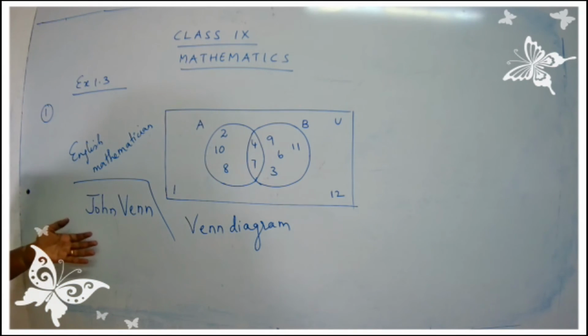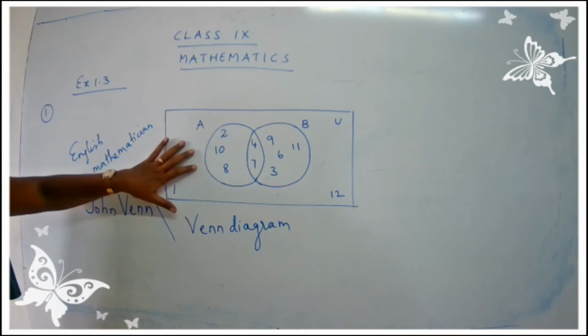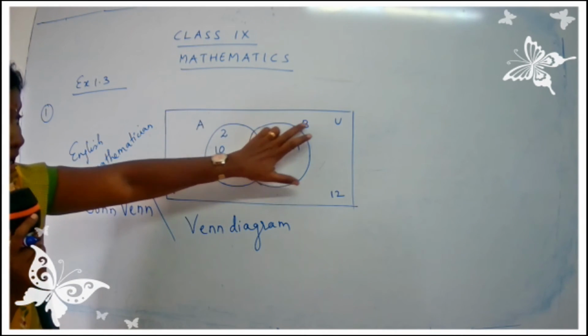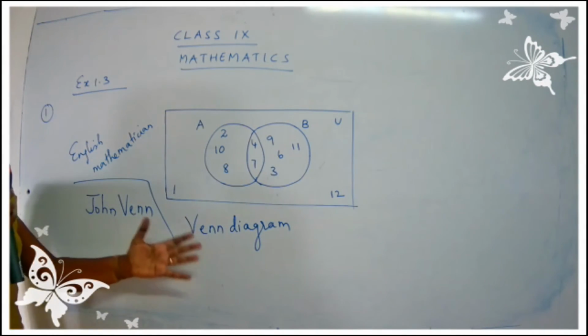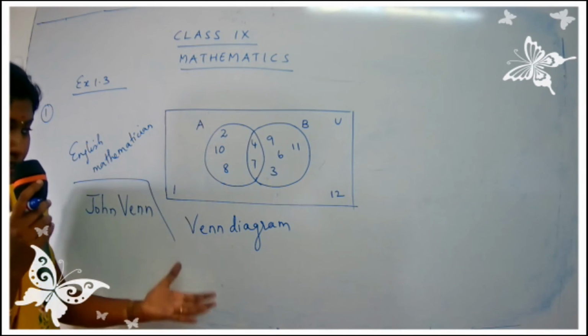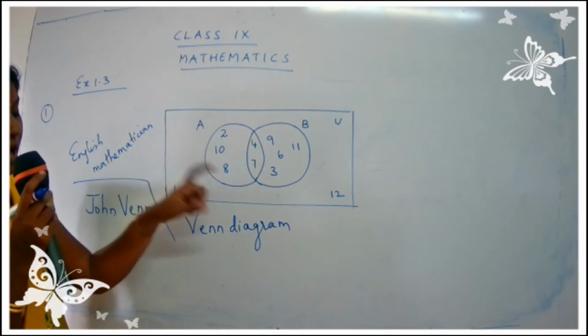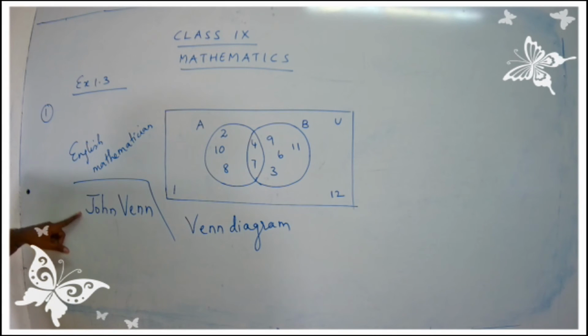John Venn invented the Venn diagram, which helps us to understand the relation between sets. Here we have some sets. What are the sets given here? We have a set A, a set B, and also U. This U is the universal set. So what is the use of a Venn diagram? A Venn diagram helps us to know the relation between different sets. And who introduced it? It was introduced by the mathematician John Venn, an English mathematician.